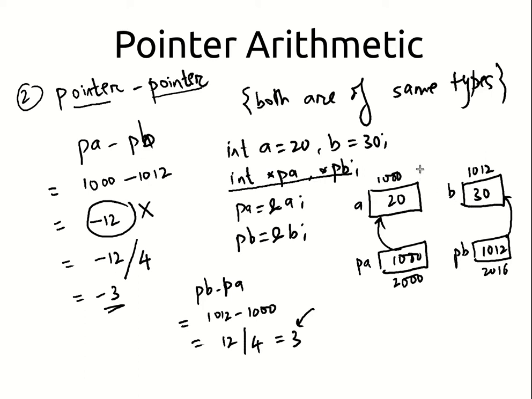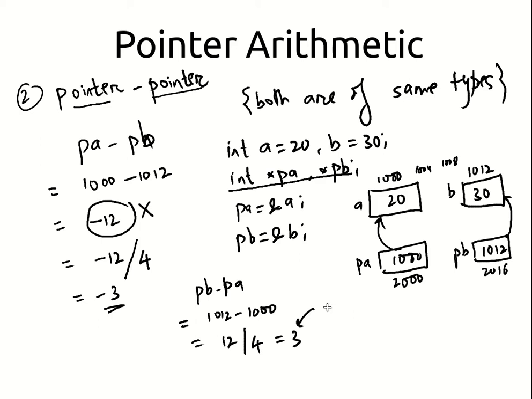So it is 1000. The next integer will have the starting address 1004. The next one will have 1008, and this is having 1012. So the difference is 3. There are 3 elements away from each other. So this is about pointer arithmetic.